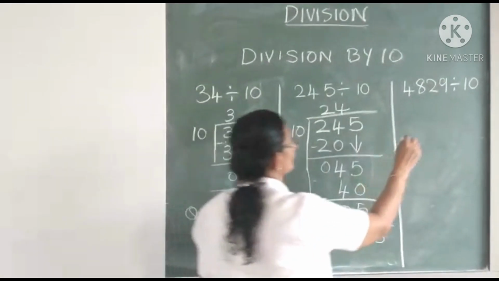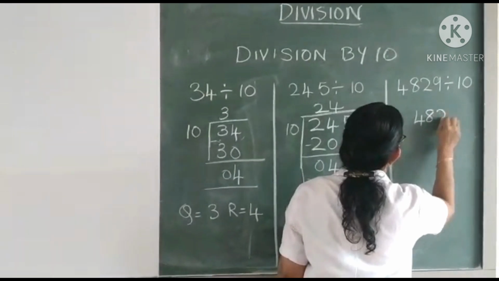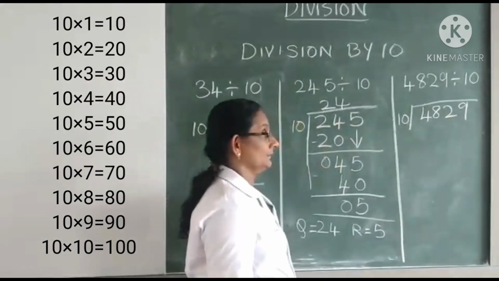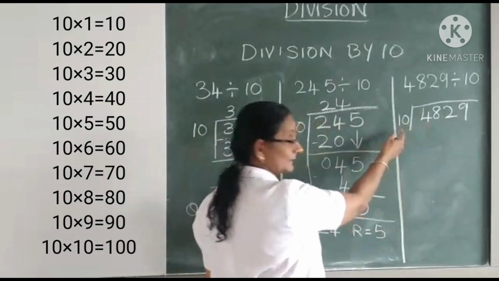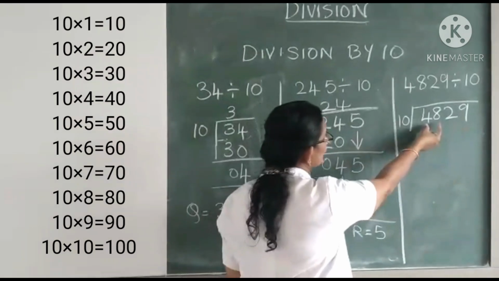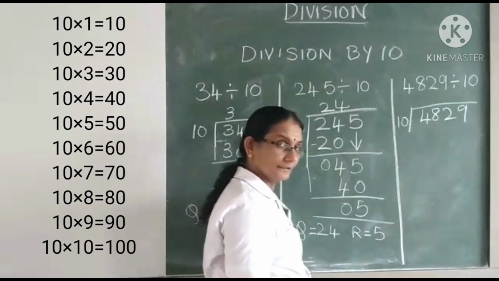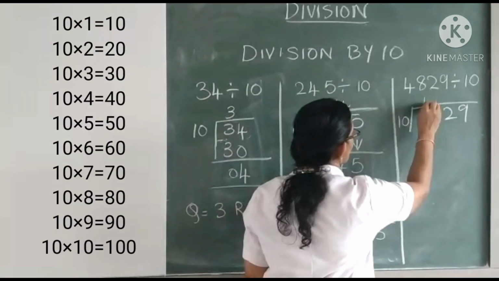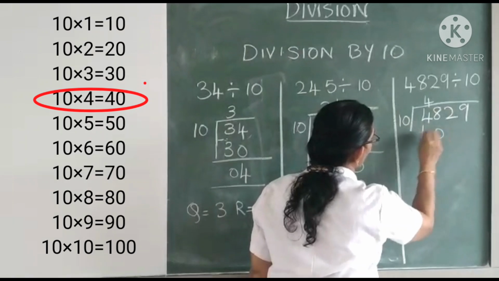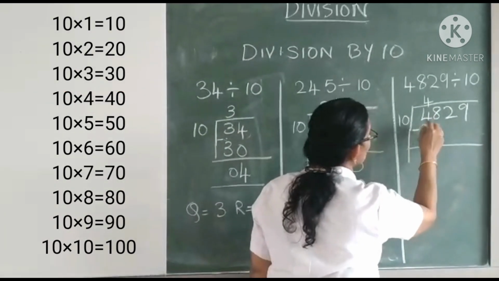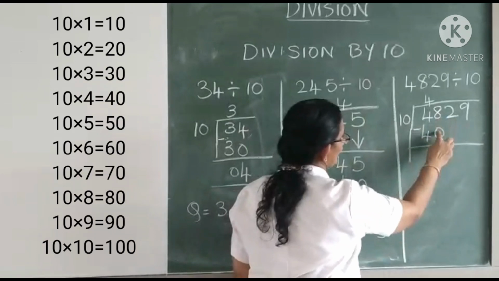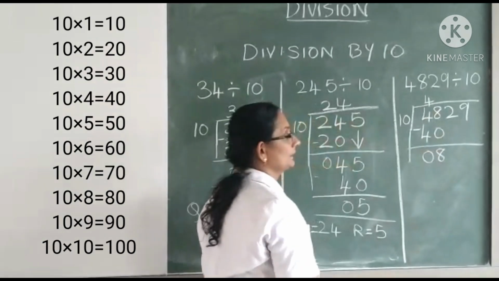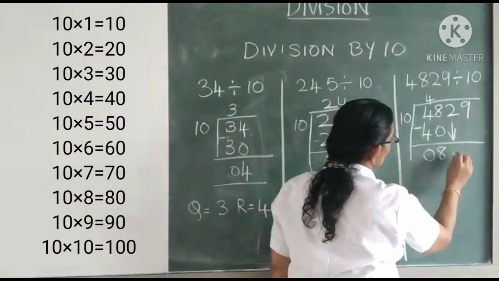1829 by 10. Yes. Again here the digit 4 is less than 10. So you have to consider both the digits 4 and 8 for the division process. So now how many times will 10 go in 48? Yes, 10 4s are 40. Isn't it? Now subtract it. 8 minus 0 is 8 and 4 minus 4 is 0. Now bring down the next number, 2.